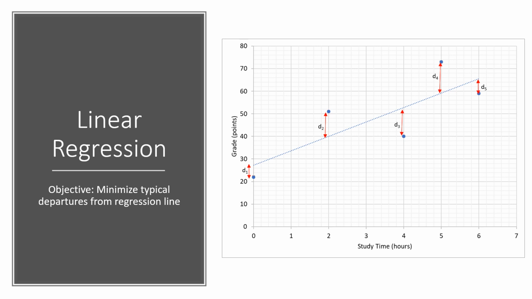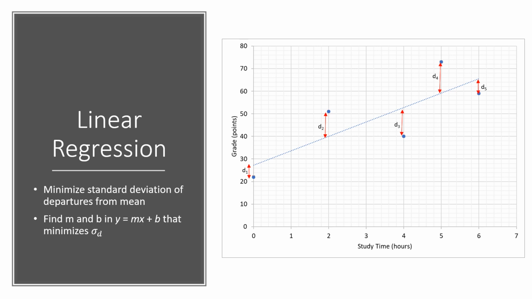Not surprisingly, you might think to use the standard deviation of those departures, and that essentially is the standard method. We're going to minimize the standard deviation of those departures from the mean. In doing so, we're going to find the m and b in y equals mx plus b that minimizes sigma d. Sigma is just the standard deviation of these values d, which are the departures. So here's d1, d2, d3, d4, and then d5.